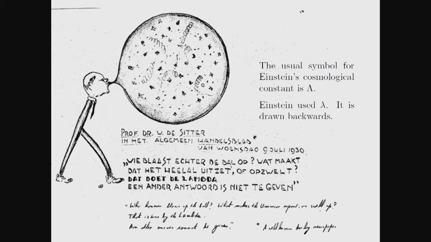The wording, what, however, causes the ball to expand? What causes it to expand or swell up? That is done by the lambda. Another answer cannot be given. That's somewhat ironic because we don't need a lambda to account for the expanding universe. We don't really have a solid, well-based theory for why the universe is expanding. We only have excellent evidence that it is expanding and evolving. But at the time, it was thought, because Lemaitre's first solution to the expanding universe problem was to start with Einstein's static universe and then follow it as a slightly disturbed universe would expand.